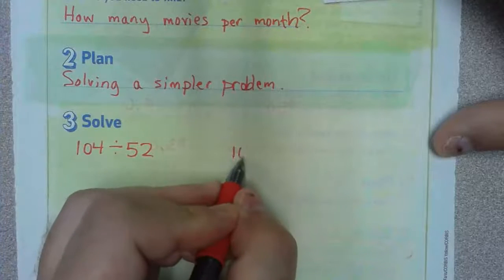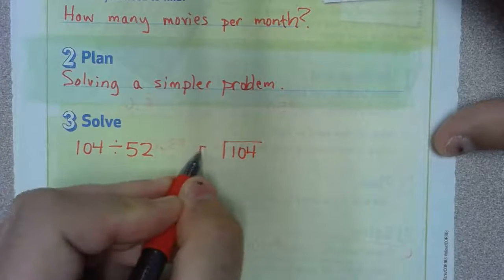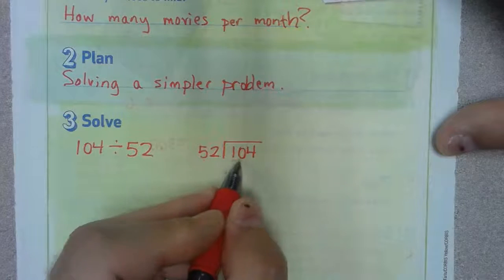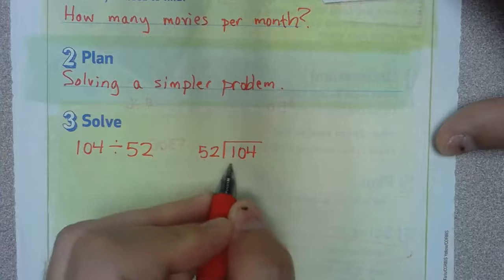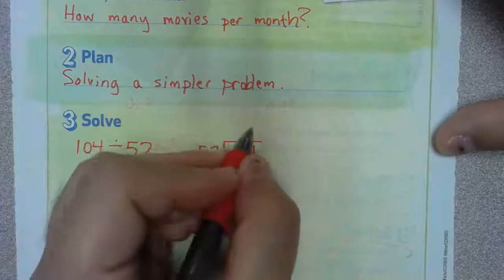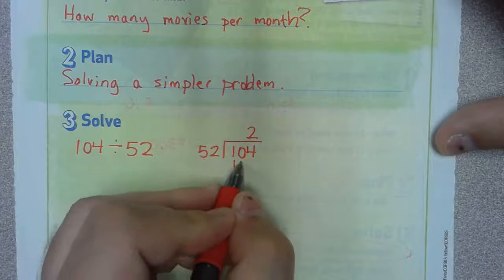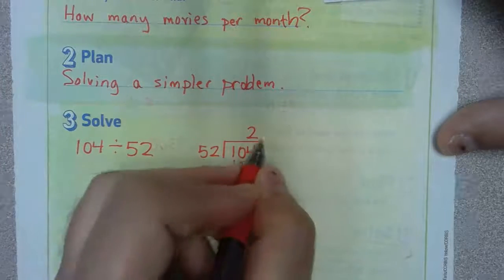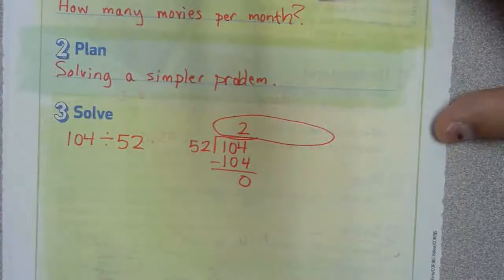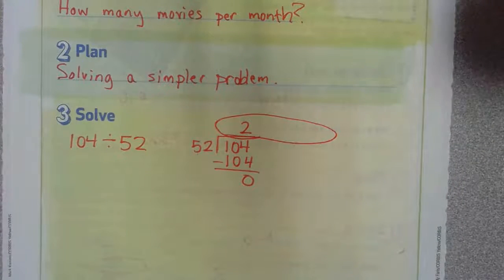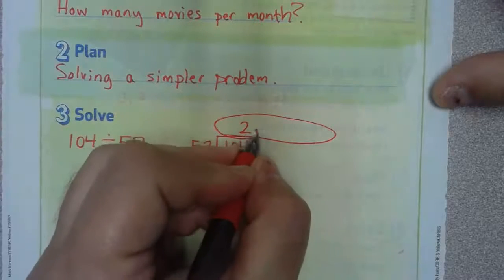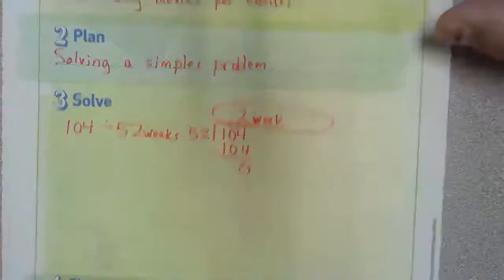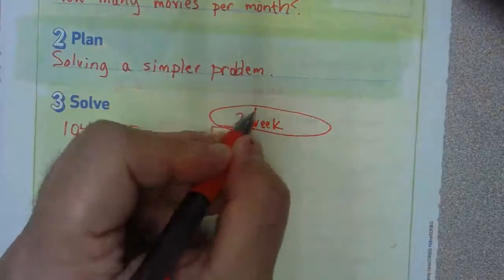So we come over here and we write it the long division way. Will 52 go inside of 104? Yeah. How many times? Just two. Twice. Because I know 52 times 2, and some of you already saw it, is 104. So that's going to be 0. Okay, so it looks like she watches 2 movies. What was that, though? A week, right? Because this was the weeks right here, 52 weeks. So she watches 2 movies a week.